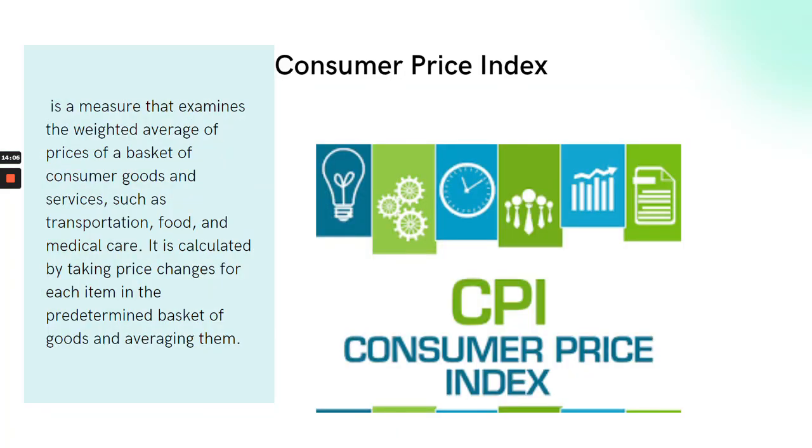And we have the consumer price index. The consumer price index is a measure that examines the weighted average of prices of a basket of consumer goods and services such as transportation, food, and medical care. It is calculated by taking price changes for each item in the predetermined basket of goods and averaging them. So, let's say for example, sardines, right? Sometimes the DTI sets the price of that, or of all commodities, the government sets a price. So that is what we call the consumer price index.